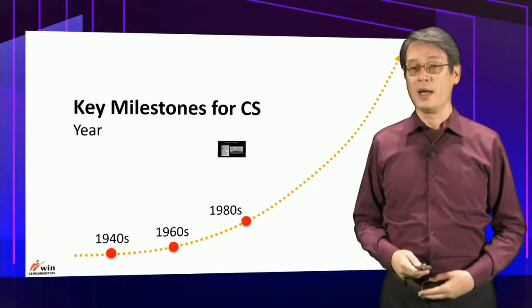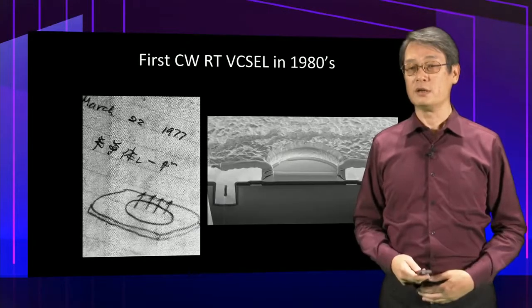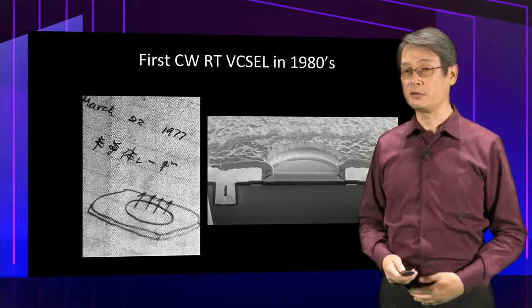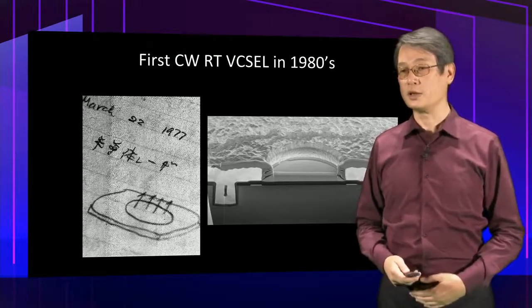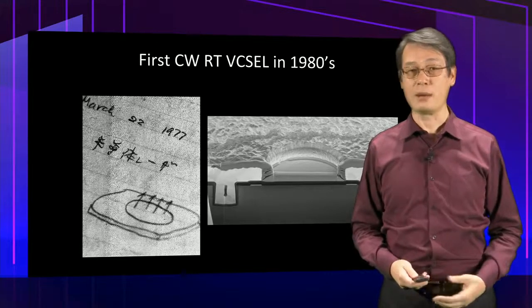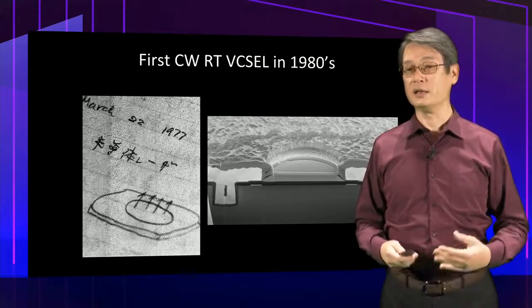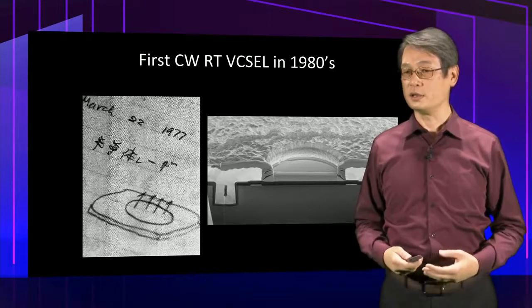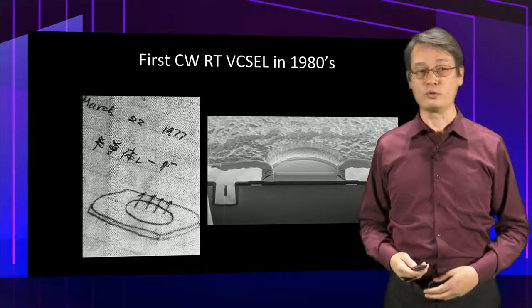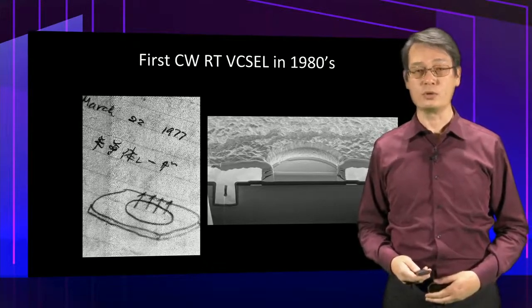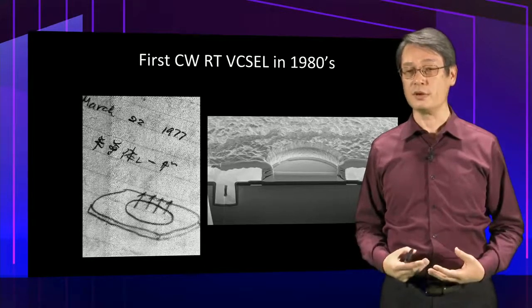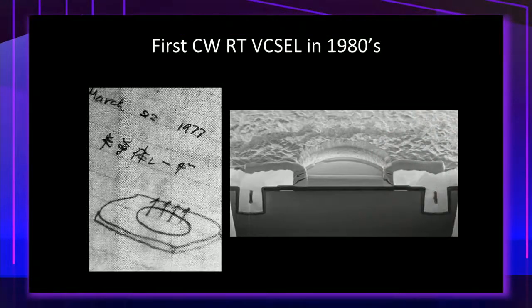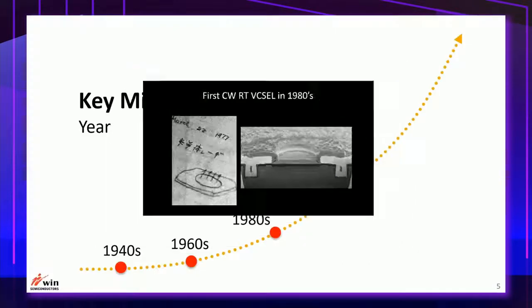The first vertical cavity surface emitting laser was invented in the 1980s by Professor Iga, and VCSEL is now used as the light source for data communication, and it has also been widely used as a 3D sensing device.